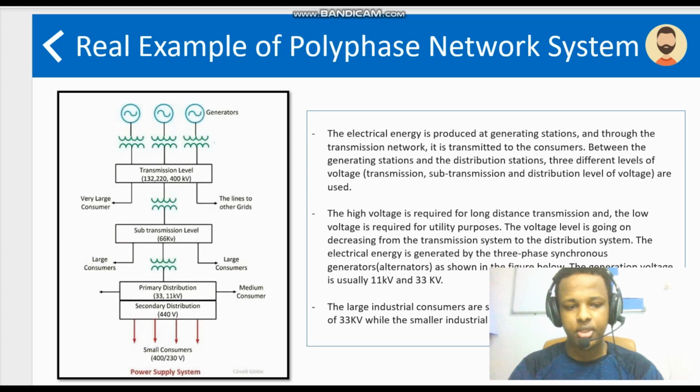So this is the real SLD polyphase network system. The electrical energy is produced at generating stations and through the transmission network it is transmitted to the consumers. Between the generating stations and the distribution stations, 3 different levels of voltage are used: transmission, subtransmission, and distribution level.